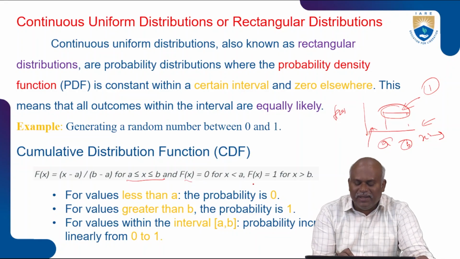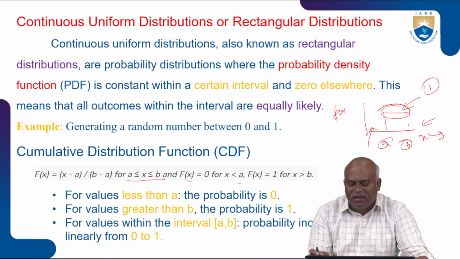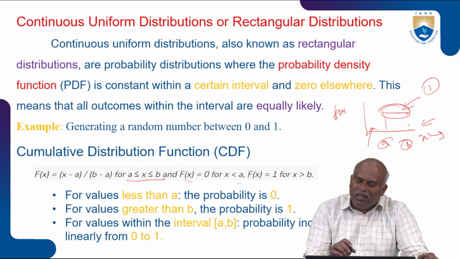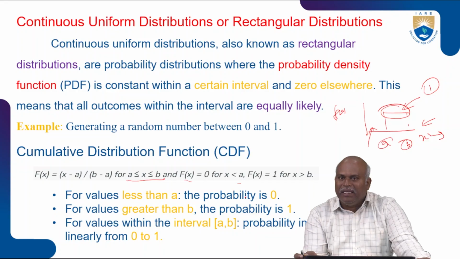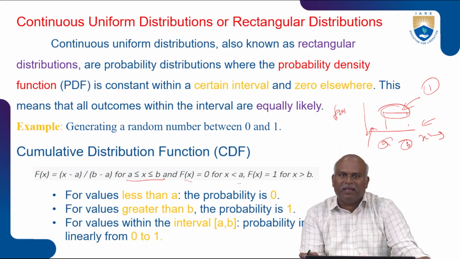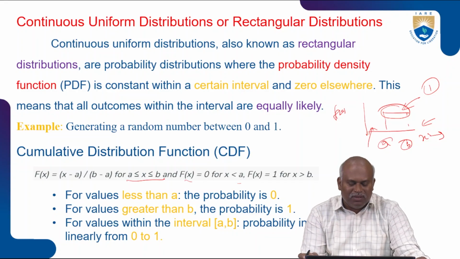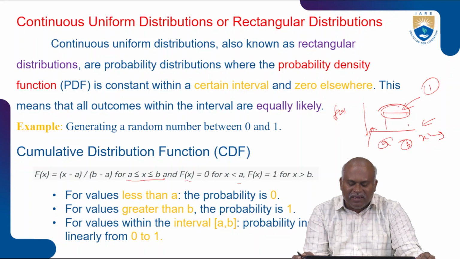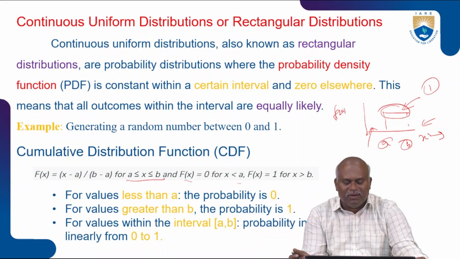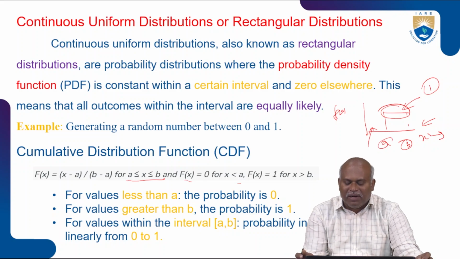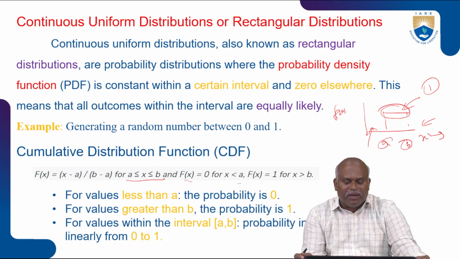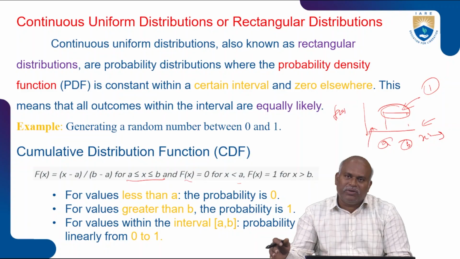The interval is x greater than or equal to a and x less than or equal to b. This portion outside we represent as 0. For values less than a, the cumulative probability is equal to 0. For values greater than b, the probability is equal to 1. For values within the interval a and b, the probability increases linearly from 0 to 1.